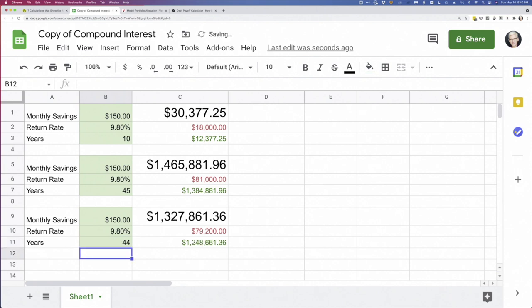Look at that, we drop about $140,000. That 1 year cost us $140,000. The point is, every year matters. And by the way, if we delayed 5 years and invested for 40 years, the number really drops to under $900,000.